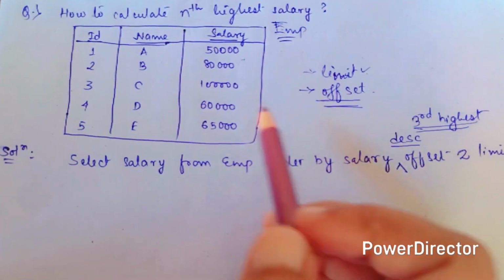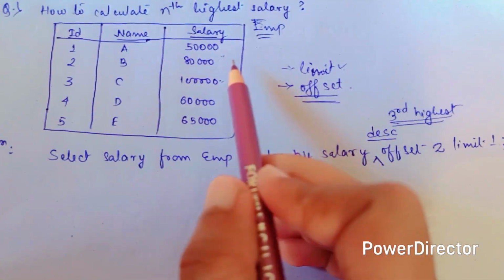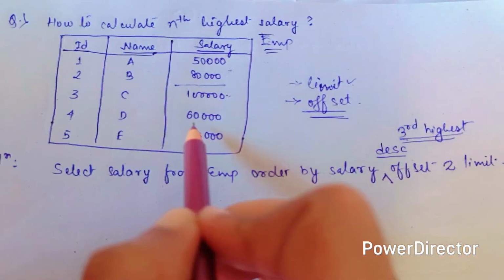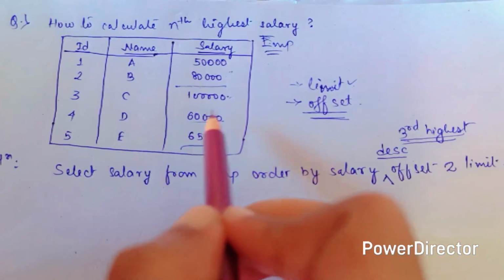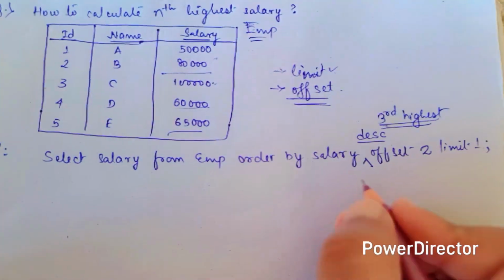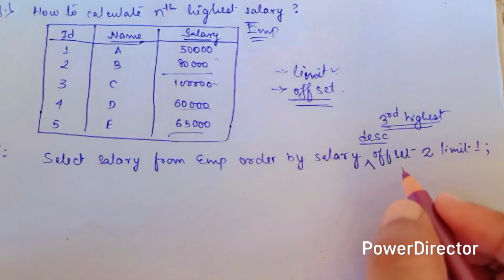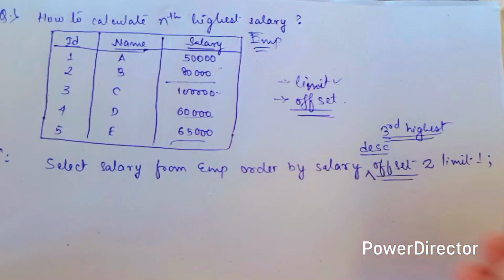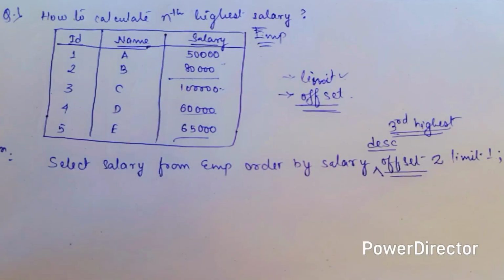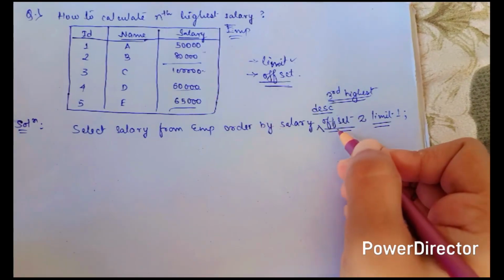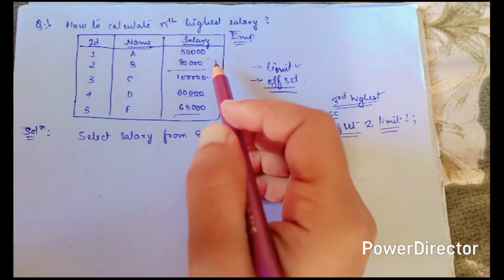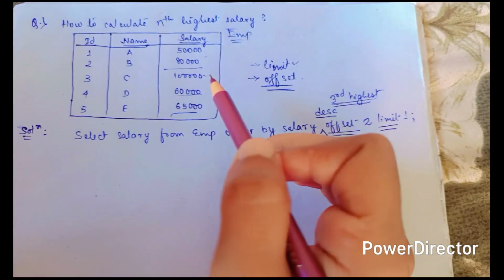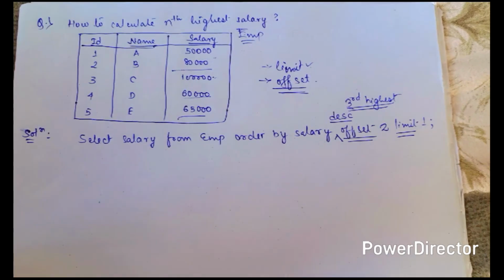So how the table is going to be arranged: 1 lakh should be at the top, then after that 80,000, then 60,000, 65,000, then 60,000. In this manner the salary will get rearranged, and after that the offset function will be used. Offset will avoid the first two records of the table. That means if we are writing offset 3, the first 3 records will get ignored, and from the fourth record onward will be shown on the screen.